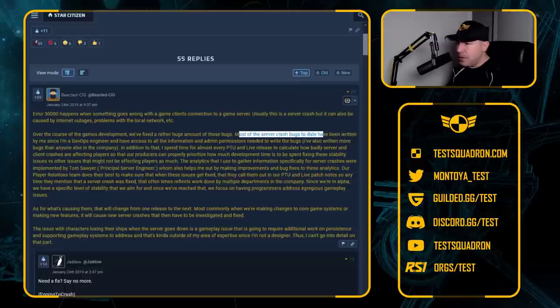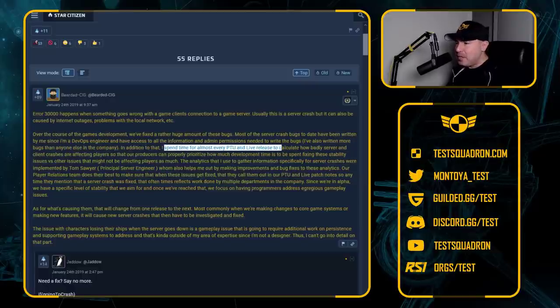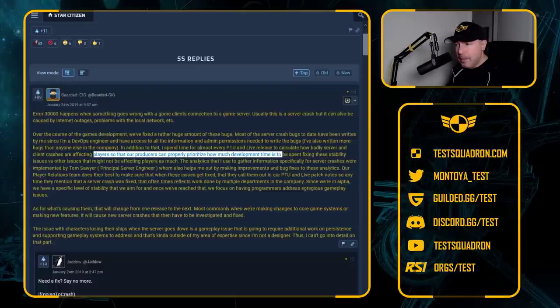Most of the server crashes to date have been written by me, since I'm a DevOps engineer. I have access to all the information and admin permissions needed to write the bugs. I've also written more bugs than anyone else in the company. How about tooting your horn there, Bearded CIG, as you should. In addition to that, I spent time for almost every PTU and live release to calculate how badly server and client crashes are affecting players. Well, obviously they affect us very badly, so that our producers can properly prioritize how much development time is to be spent fixing these stability issues versus other issues that may not be affecting players as much.